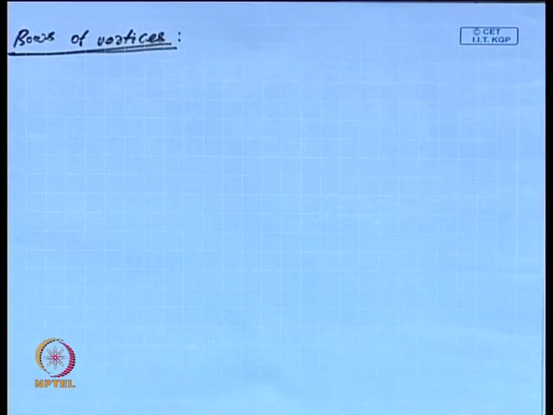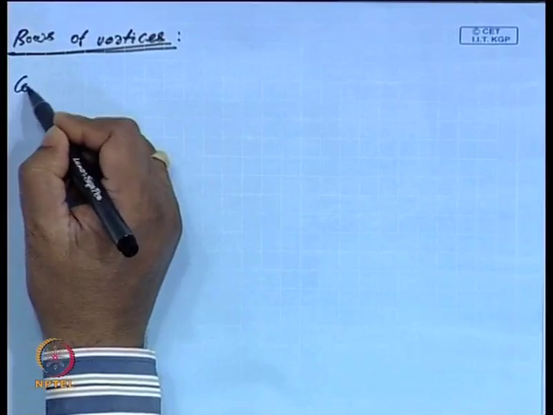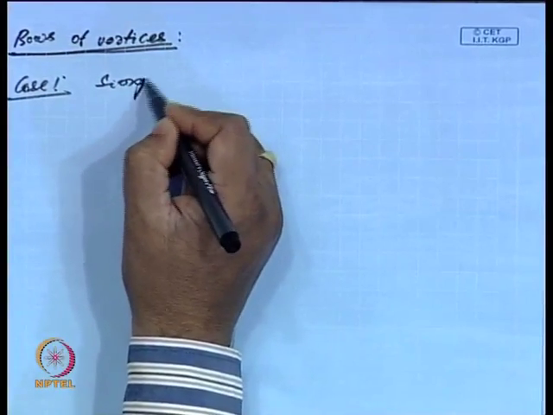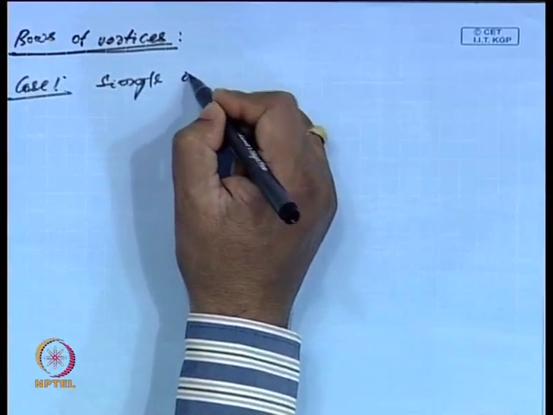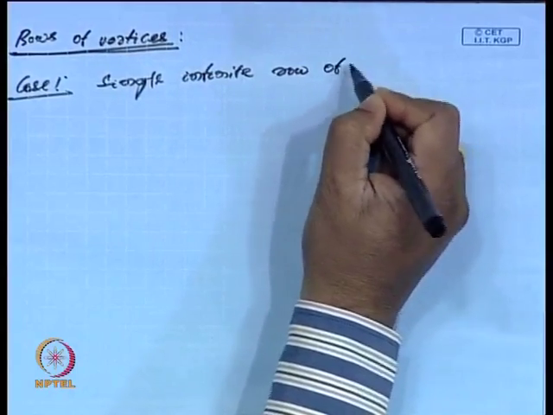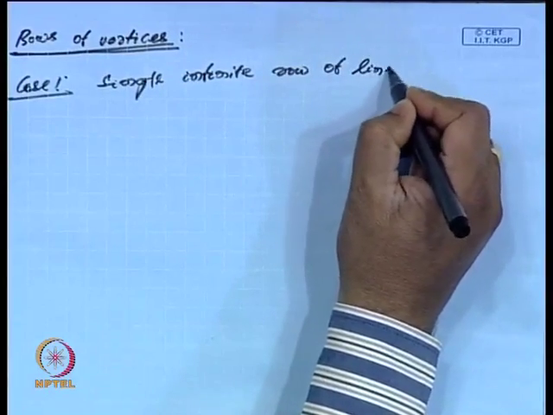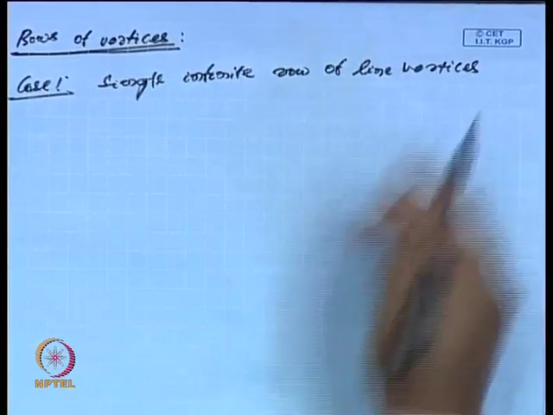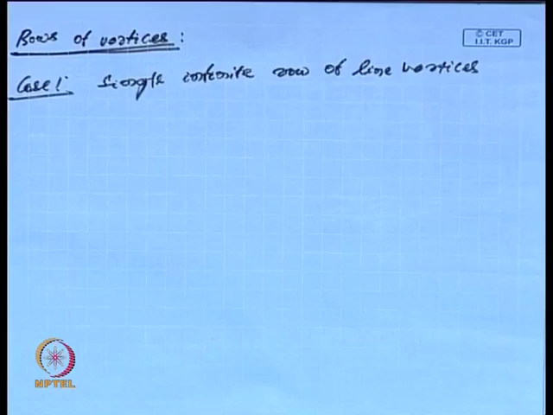For different shapes of structure, there are different types of vortices which are formed in the wake of the body. Then let us see case 1. I will talk of a single infinite row of line vortices.